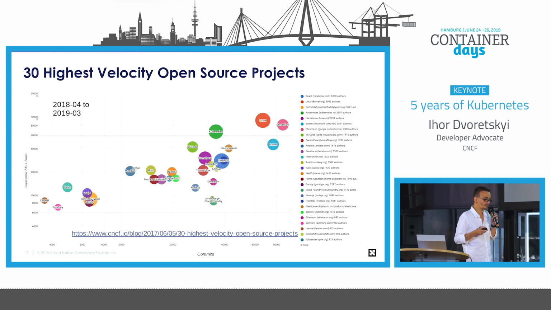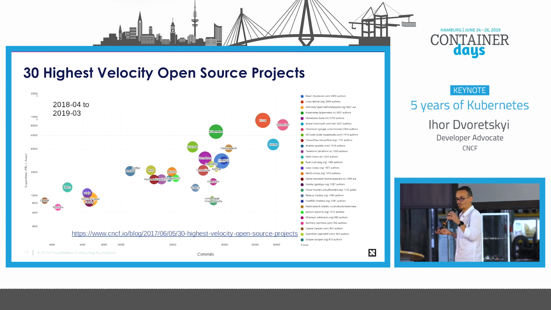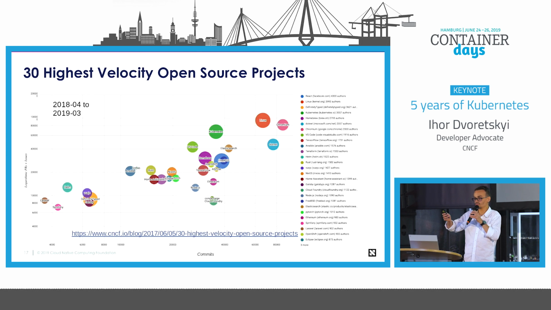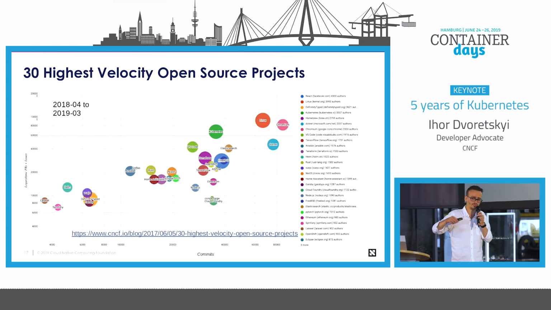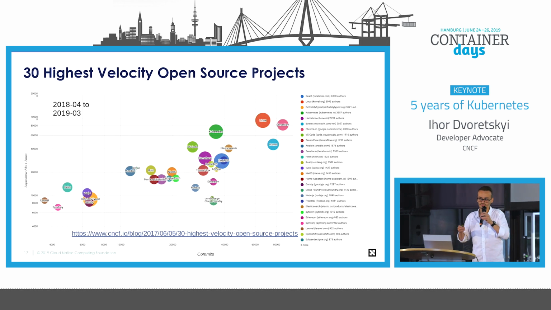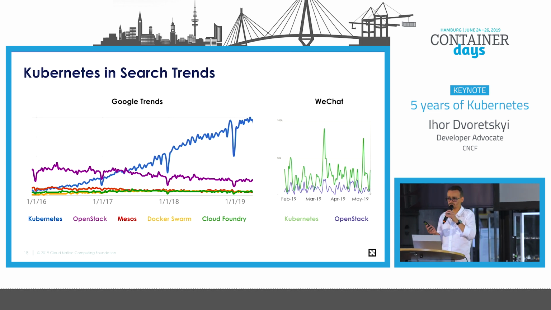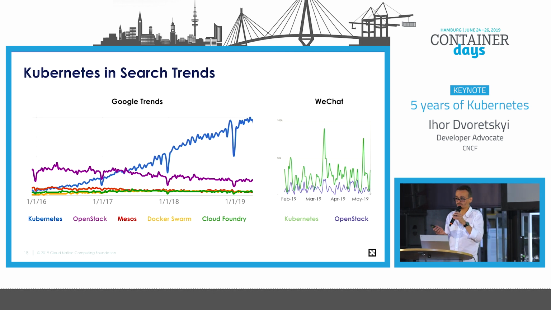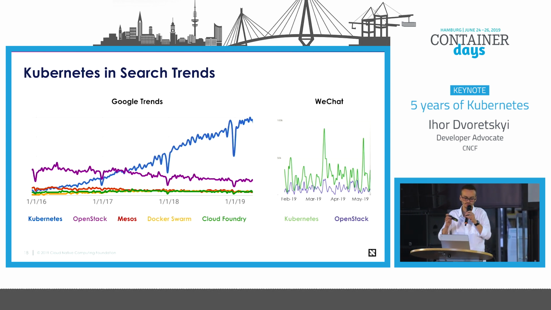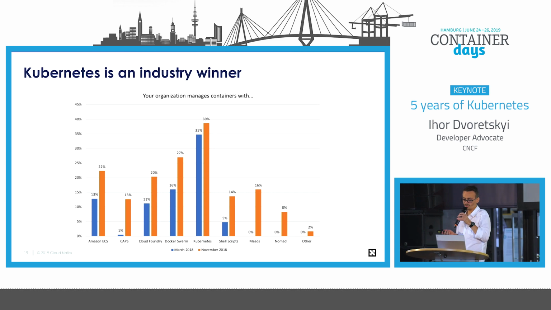Also, Kubernetes is one of the highest-velocity projects. The Kubernetes community is well known as a friendly community where so many new contributors are coming, and there are so many contributions happening within it. On this slide, you may notice that Kubernetes is one of the few projects in the world with such huge contributor velocity. Also on this slide, you may notice how widely Kubernetes is searched on Google compared to different technologies like OpenStack, Mesos or Docker Swarm. These days there are way more Google searches looking for Kubernetes compared to previous years and compared to the other technologies. And Kubernetes is an industry winner.